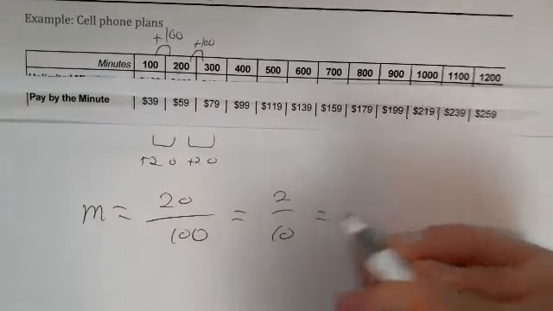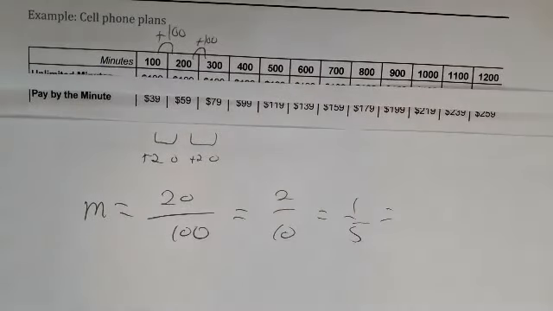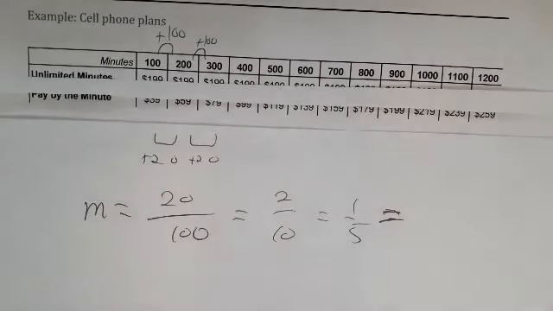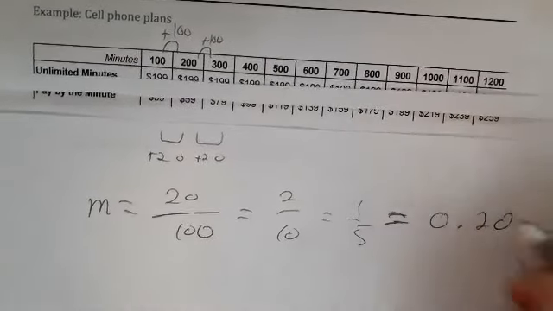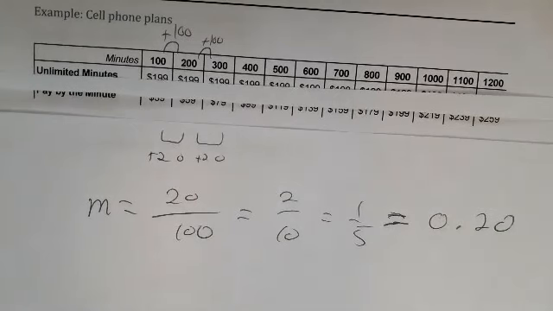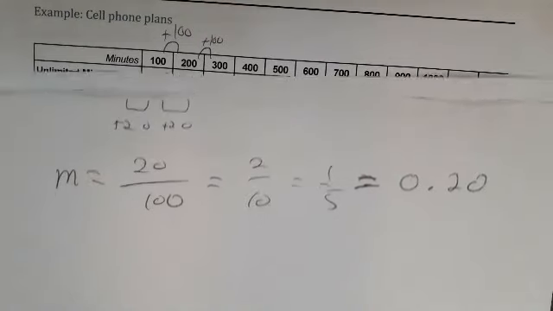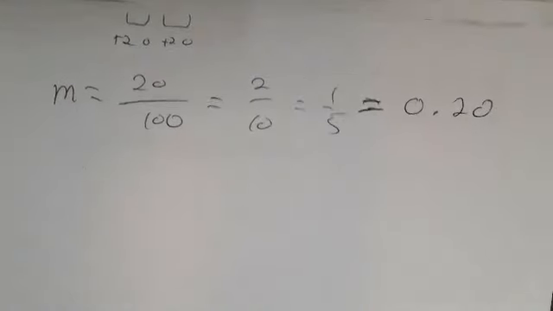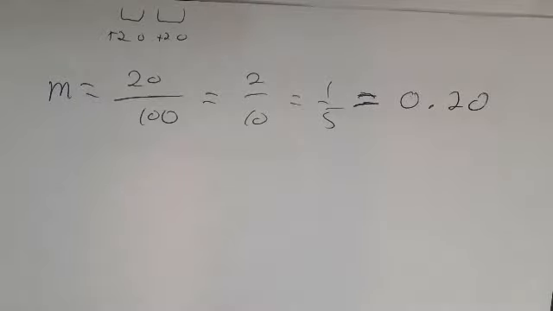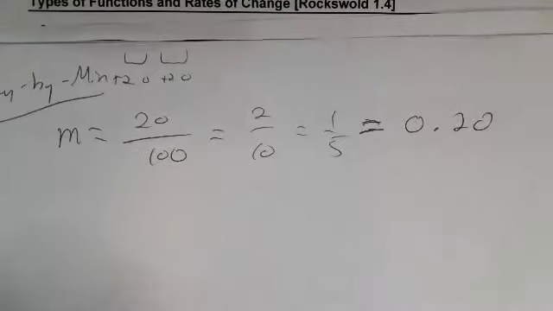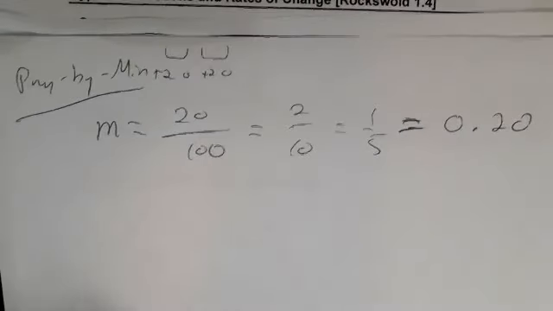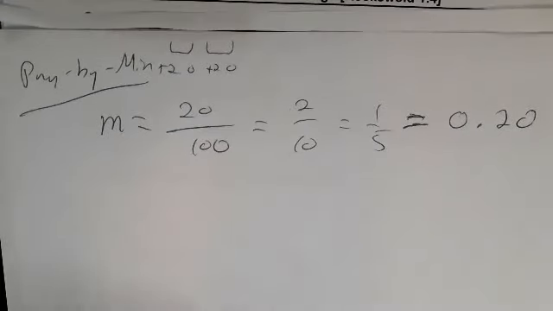I said, okay, it's probably best if we're talking about a word problem and we're talking about money to go ahead and put it in decimal format. And if I do this, this is my pay by minute plan. So I'm probably cramming a lot of words in a lot of space, but this is a pay by minute plan that I'm doing here.